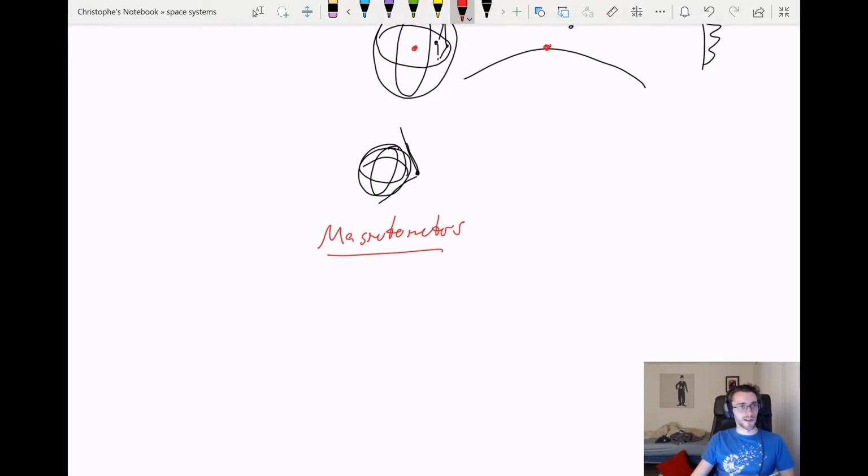Magnetometers. So what are magnetometers? Well, magnetometers, fairly simply put, measure magnetic fields.